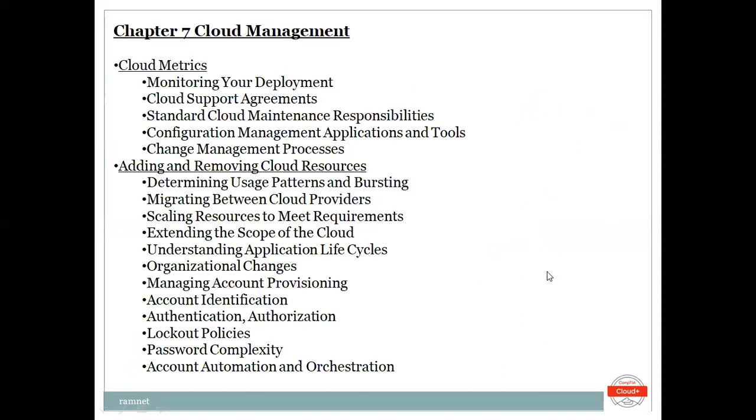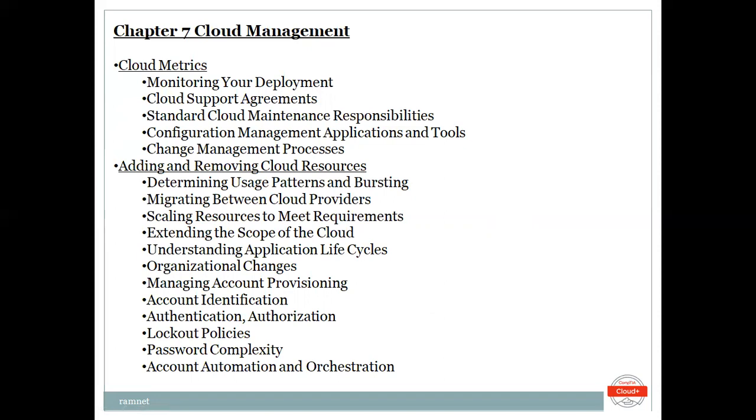Then the next, 7, is cloud management, cloud metrics. Metrics is about the performance management we talk about: monitoring your deployment, cloud support agreements, standard cloud maintenance responsibilities, configuration management applications and tools, change management processes. It talks about the process and other things.